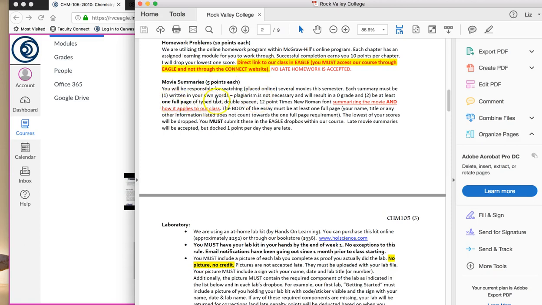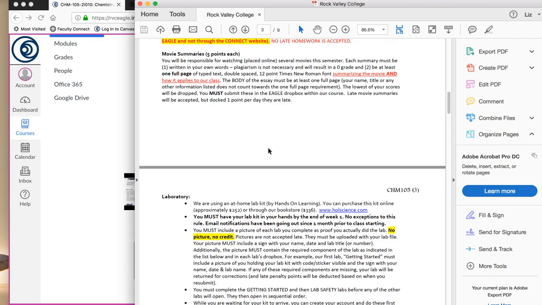I want one full page of typed text, double-spaced, 12-point Times New Roman font. Body of the essay has to be one full page. So if you want to do a name, title, all that other stuff, which you can, you don't have to, but that does not count towards the one full page length. The body of the essay, your words, have to make up one full page. I do drop your lowest one score, so if you want to skip a movie, you can. These are submitted in the Eagle Dropbox, and I'll show you where that's at in just a second.